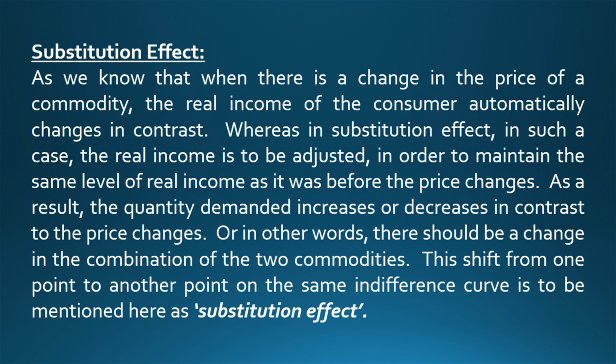Substitution effect. As we know, when there is a change in the price of a commodity, the real income of the consumer automatically changes. Whereas in substitution effect, the real income is adjusted in order to maintain the same level of real income as it was before the price change. As a result, the quantity demanded increases or decreases in contrast to the price change. Or in other words, there should be a change in the combination of the two commodities. This shift from one point to another point on the same indifference curve is referred to as substitution effect.